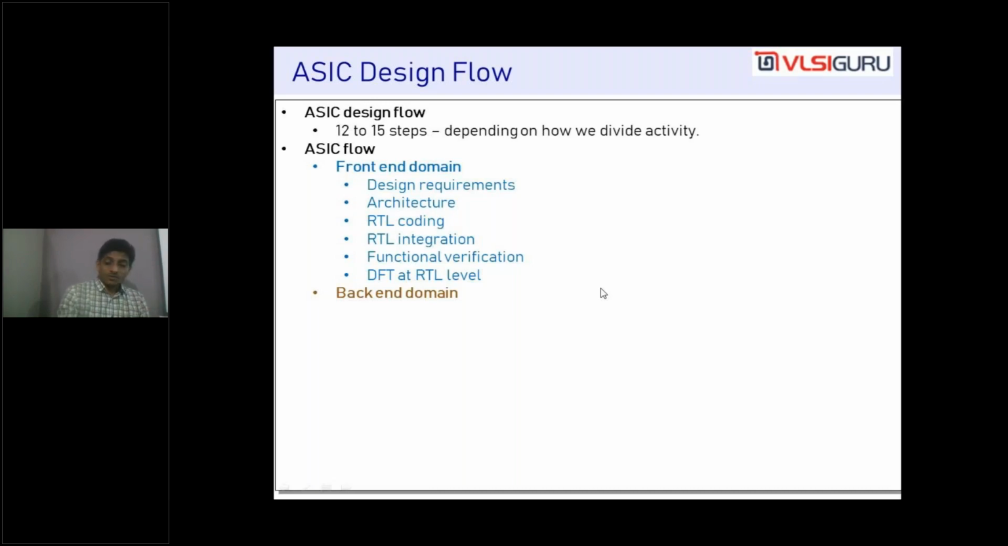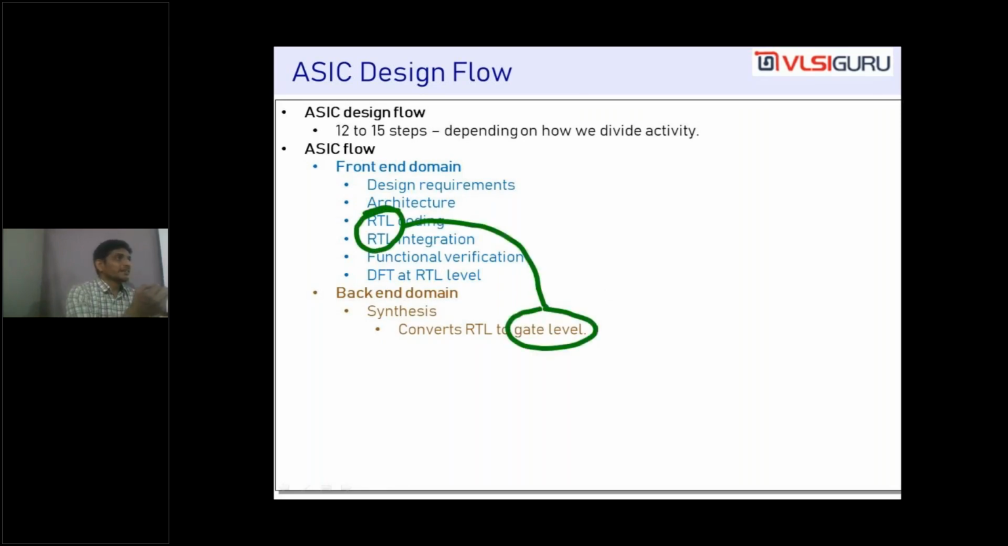The back-end domain flow. What constitutes the back-end domain flow? It starts with an important step called synthesis. What does synthesis do? It converts RTL to gate level. During synthesis, whatever you have developed at RTL level will be converted into gate level. What do you mean by gate? AND gate, OR gate, XOR gate, XNOR gate, multiplexer, those kinds of gates. There are tools which will do this automatically. You give a Verilog code, it will give you the gates.